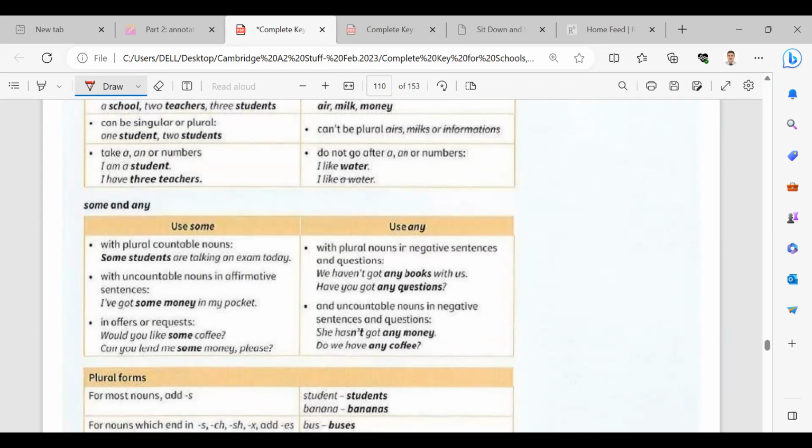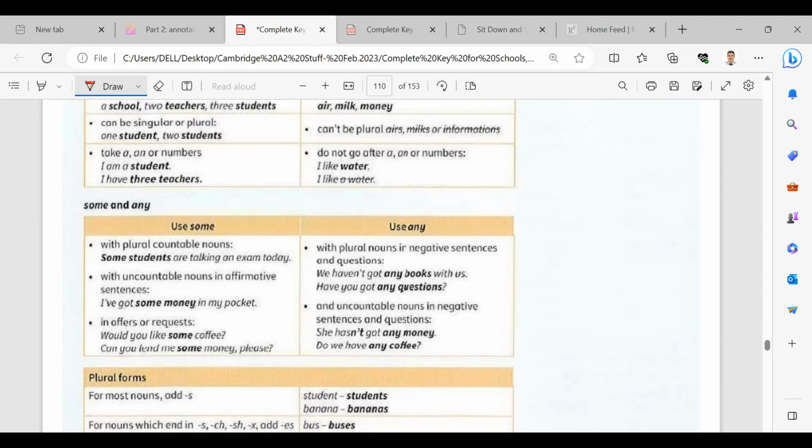For example, I need some money to buy food. I don't have any money to buy food. I have some friends in my new school. I don't have any friends in my new school. So here, some friends, some money. Any friends, any money. That's correct. But if you use some, the sentence must be positive. And any, we use it for negative or a question.